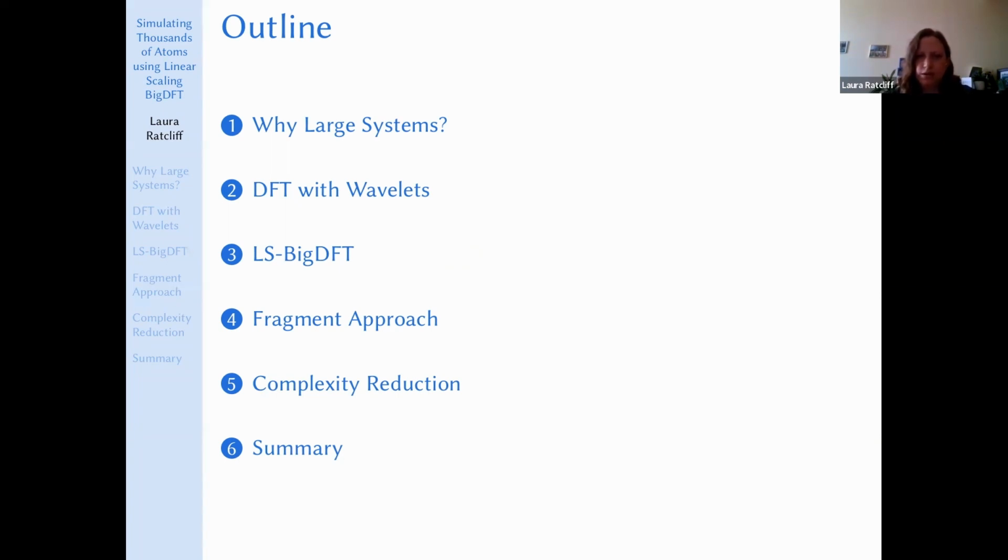So just to give a quick outline, first of all, I'm going to talk about why we're actually interested in simulating thousands of atoms using DFT. And then I'm going to give a quick introduction to the use of DFT with a wavelet basis set in the BigDFT code that I developed. Then I'm going to talk about how we can implement a linear scaling approach in the BigDFT code, how we can then further reduce the computational cost by dividing our system into fragments and exploiting that. And then how we can somehow reduce the complexity of our simulations of large systems and try and extract new types of information. And then I'll just finish with a summary.